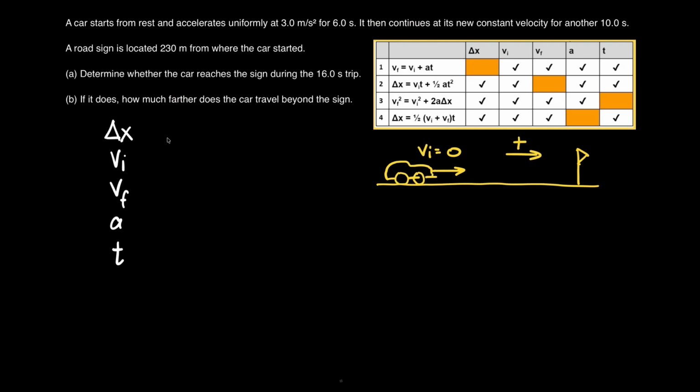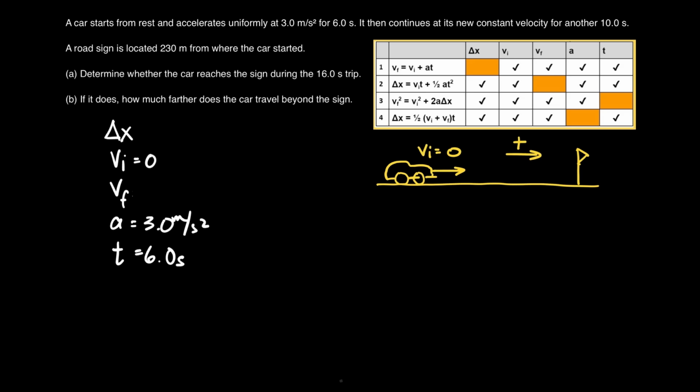And typically this chart will have the following variables: the displacement, delta x, or the change in position, the initial velocity, vi, the final velocity, vf, the acceleration a, and time t. Sometimes the variables might be written slightly differently, like vi, you might see it as v naught or v0, but basically you're going to see these variables in this chart. The next step is to fill out this chart using the information that you've been given.